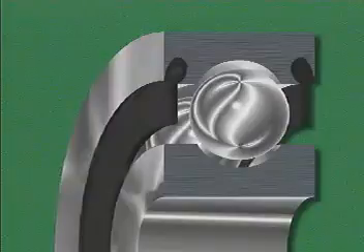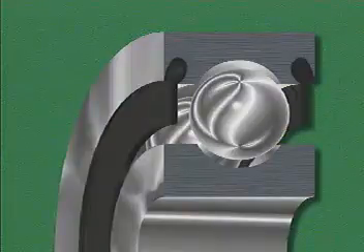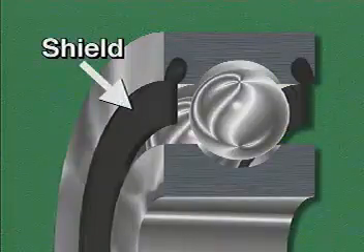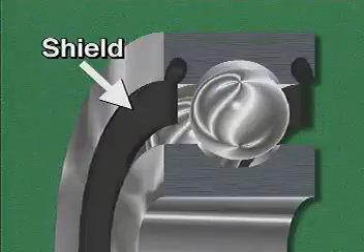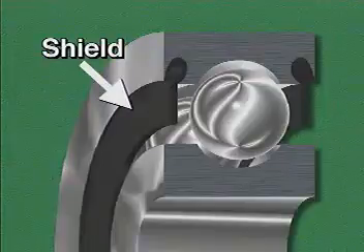In addition to these parts, some rolling contact bearings are equipped with devices that protect them from dirt and other contaminants. One type of protective device is a shield. A shield can prevent all except the very smallest contaminants from entering a bearing. The shield is usually attached to the ring that does not rotate.